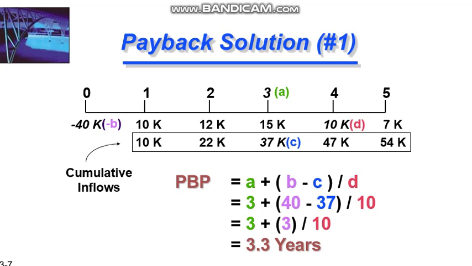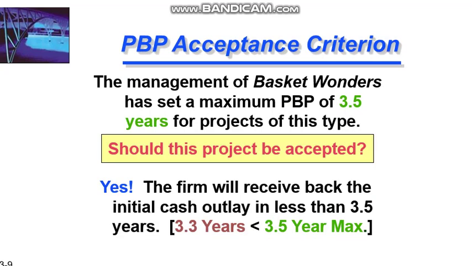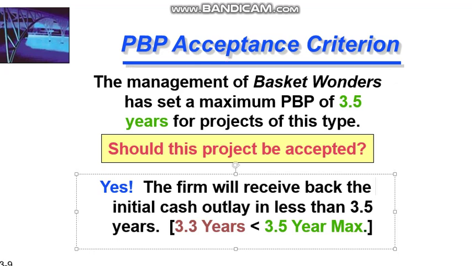Now we come to the acceptance criteria. The management of BW has set a maximum payback period of 3.5 years for a project of this type, meaning we will not go beyond 3.5 years. So should this project be accepted? Yes, the answer is yes. The firm will receive back the initial cash outlay in less than 3.5 years, in 3.3 years. So we will accept that project.